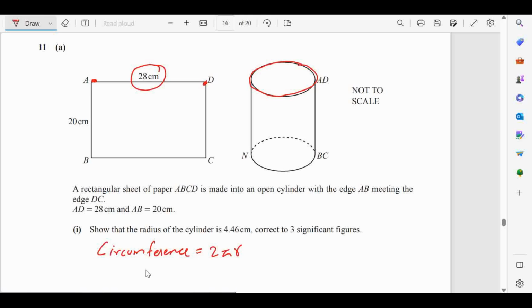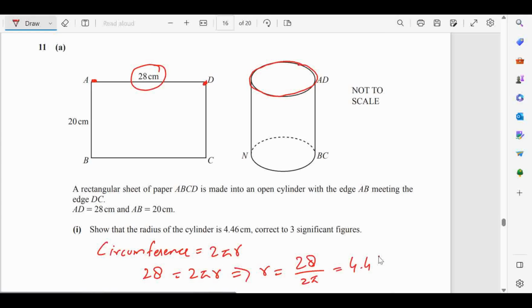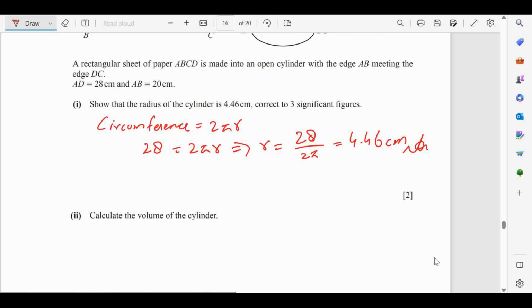Now here we know that the circumference is 28, 2 pi r. We don't know the radius, so we can rearrange it. So r will be equal to 28 divided by 2 pi. So this will be equal to 4.46 centimeters. So this will be the final answer. That's what we have to prove. Let's move to the second one.